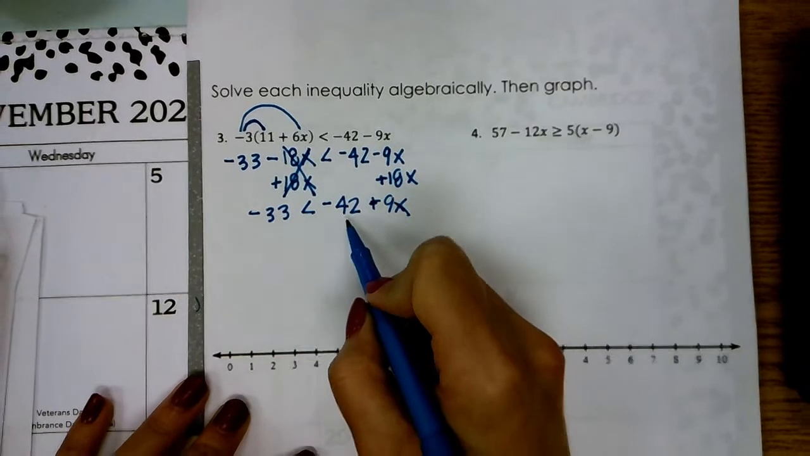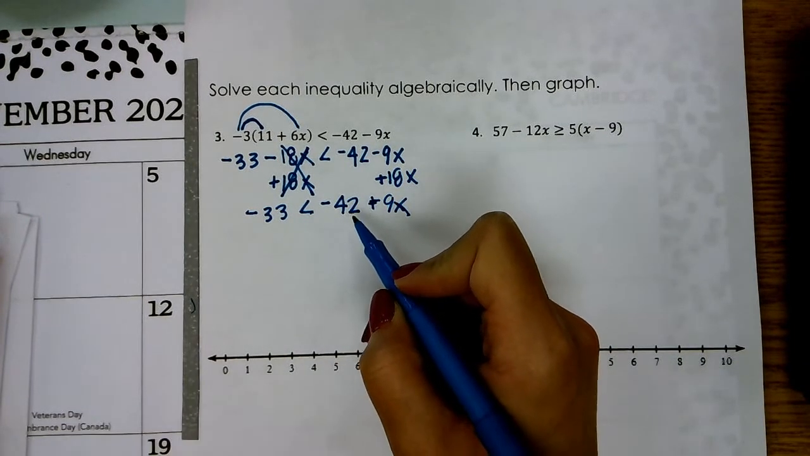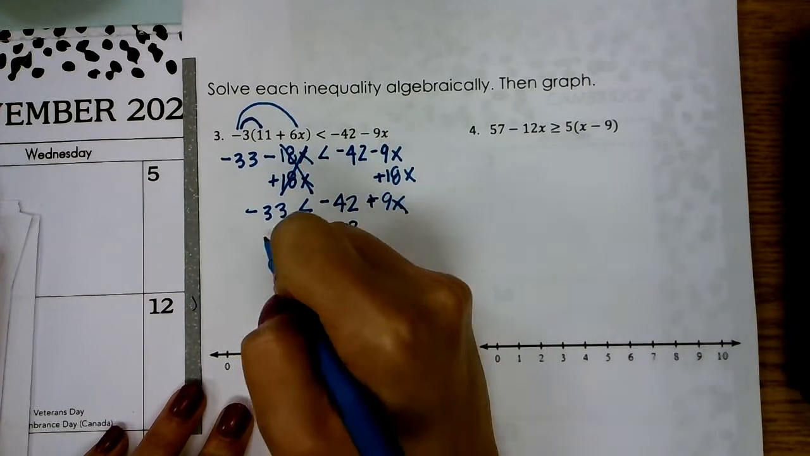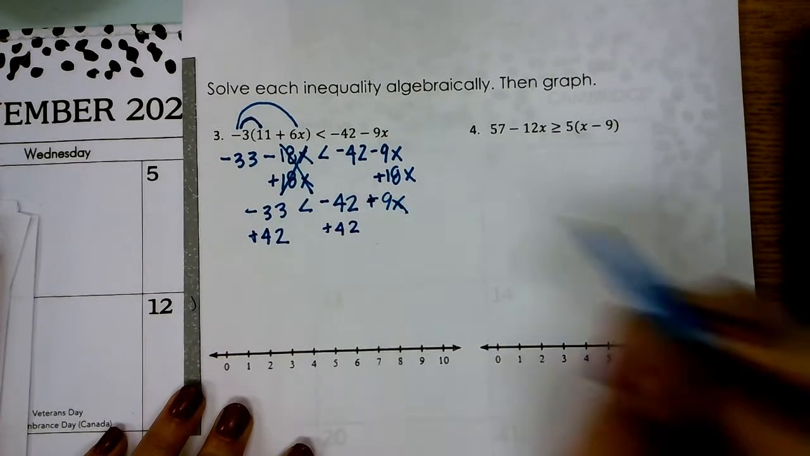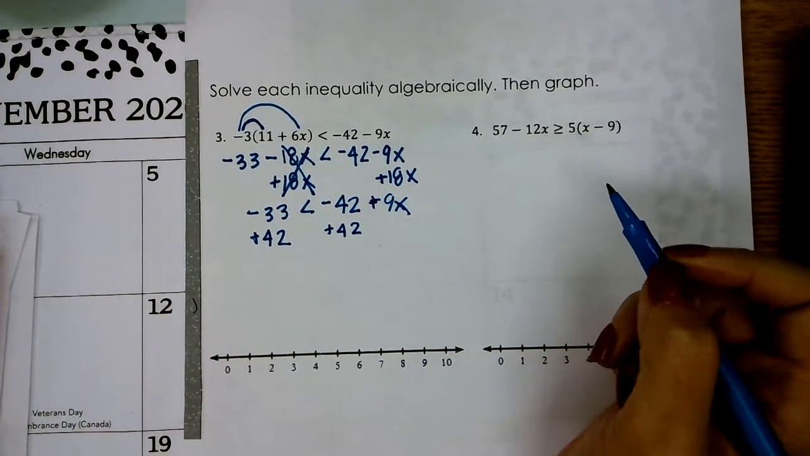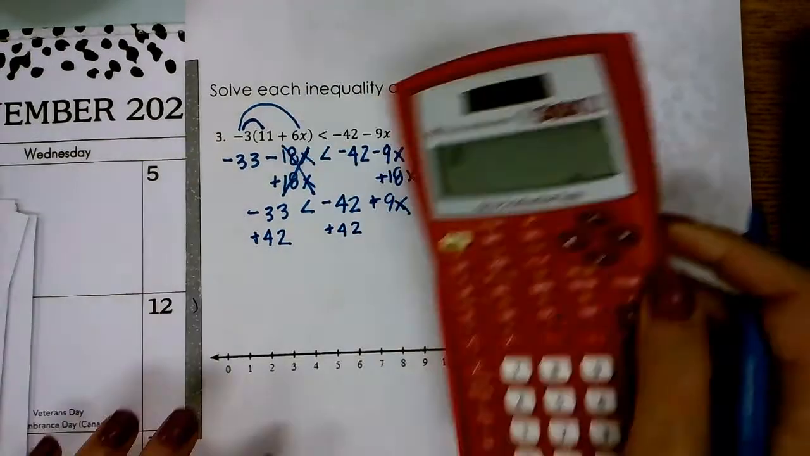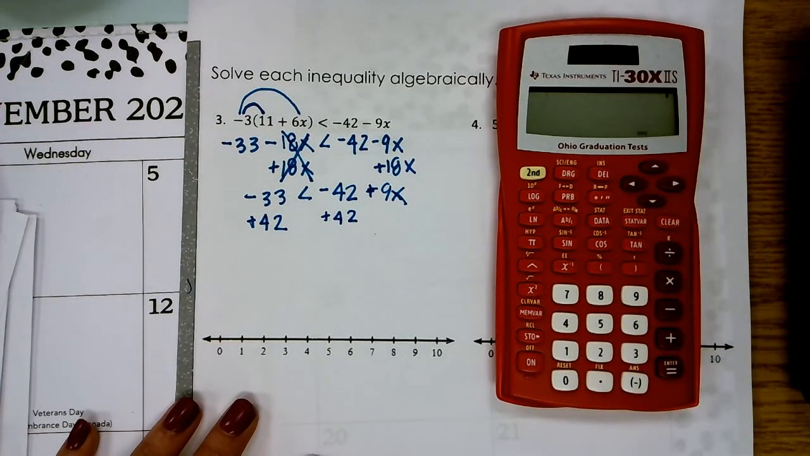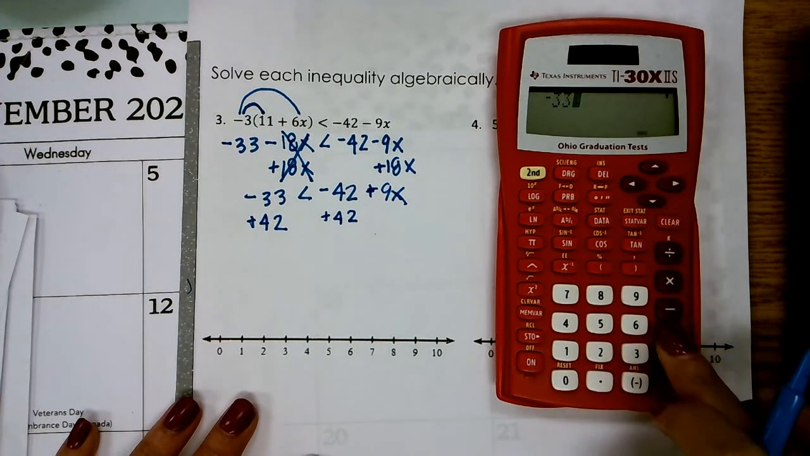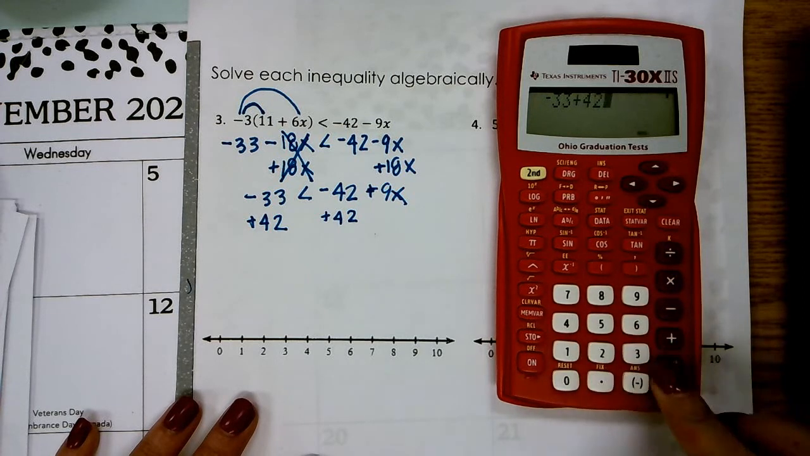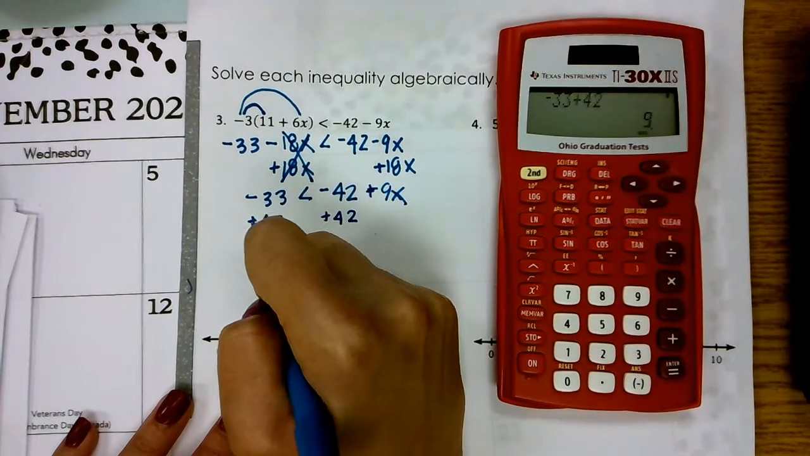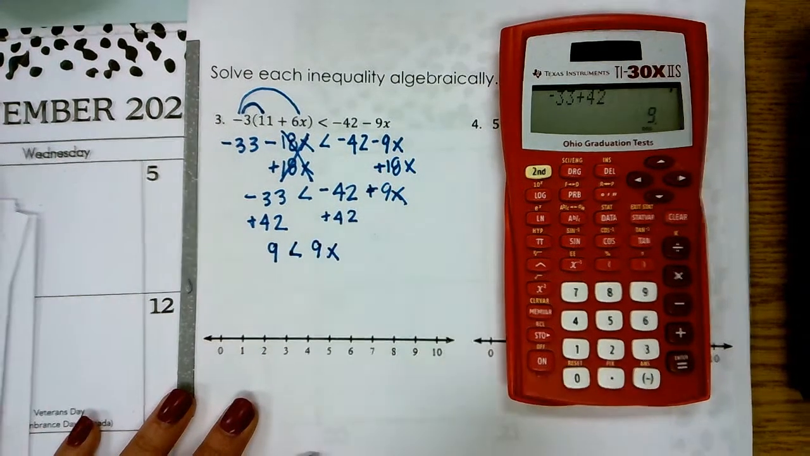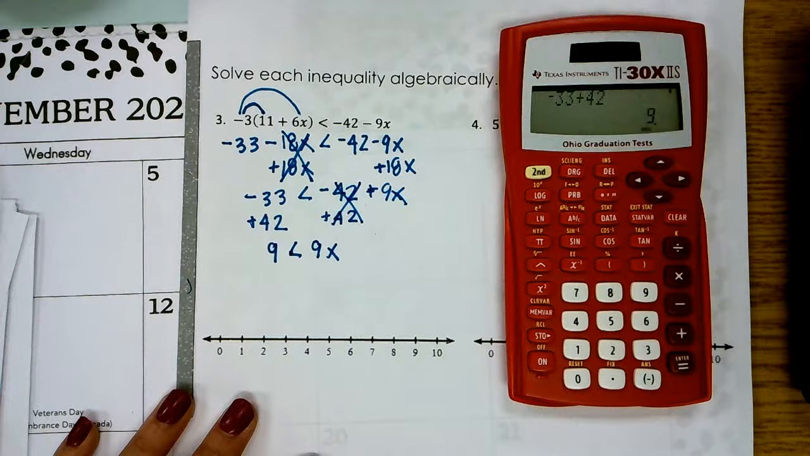Next, I'm going to take this minus 42, and I'm going to use the inverse of subtraction, which is addition, to move it to the other side. So we're going to add 42 to both sides of the inequality symbol. Alright, negative 33 plus 42, again, this is something you can use your calculator for. So you can use a calculator or Desmos. Negative 33 plus 42 gives us 9. So we have 9 is less than 9x, because these 42's cancel out.